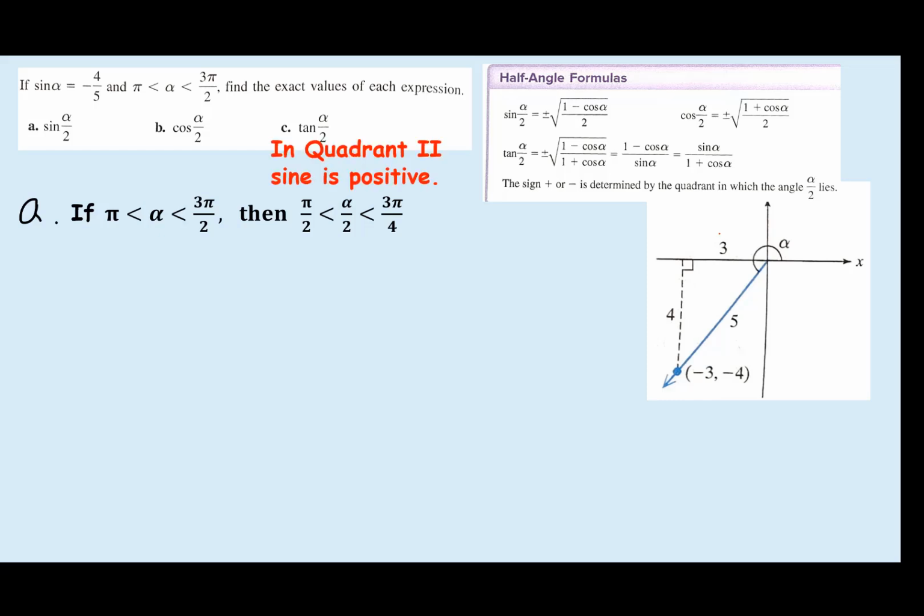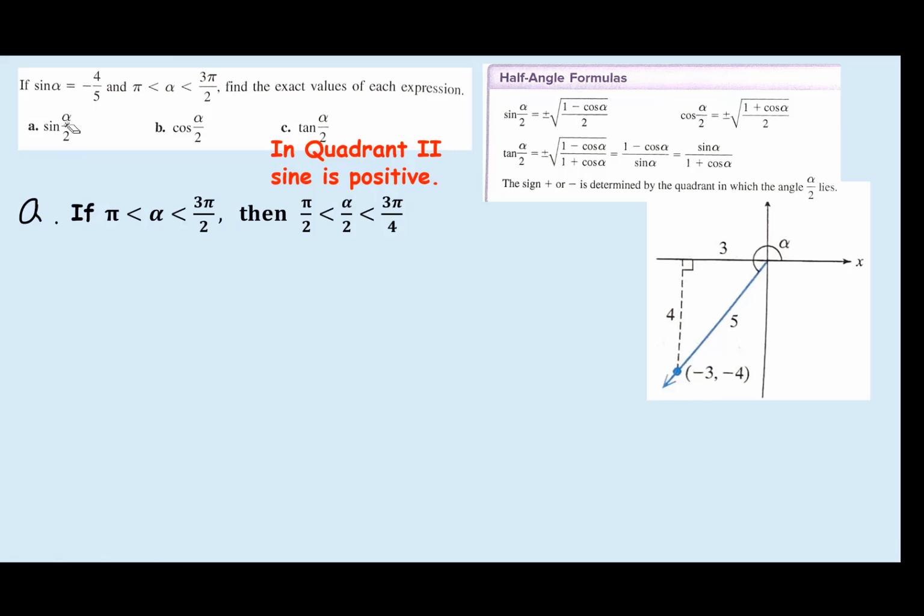So alpha over 2 is in quadrant 2. So we know that when we do part A, we better get a positive answer because we're taking the sine of alpha over 2. So make sure you're paying attention to what quadrant the actual argument of sine or cosine or tangent that you're working on is in. They told us alpha was in quadrant 3, but they only told us that so we could figure out what quadrant alpha over 2 is in. And it's in quadrant 2.